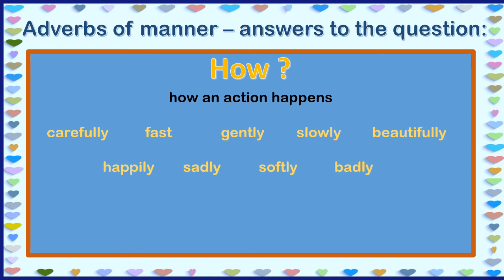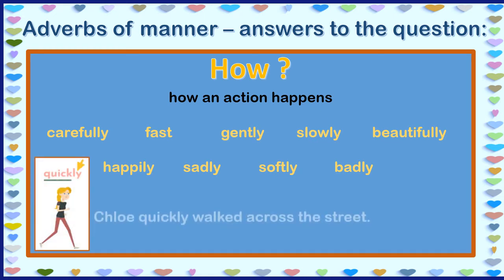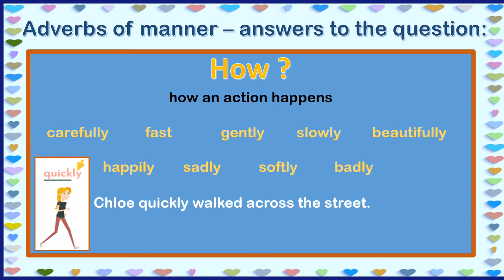Let's look at an example. Chloe quickly walked across the street. Let's find the verb in that sentence, the action. That will be, of course, walked. So which word in that sentence tells us how she walked? Yes, it's the word quickly.